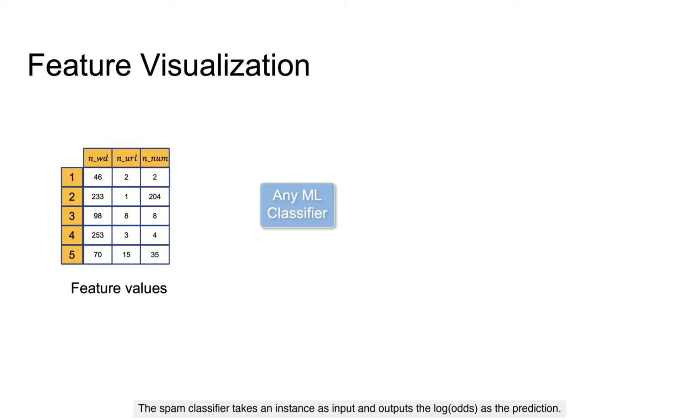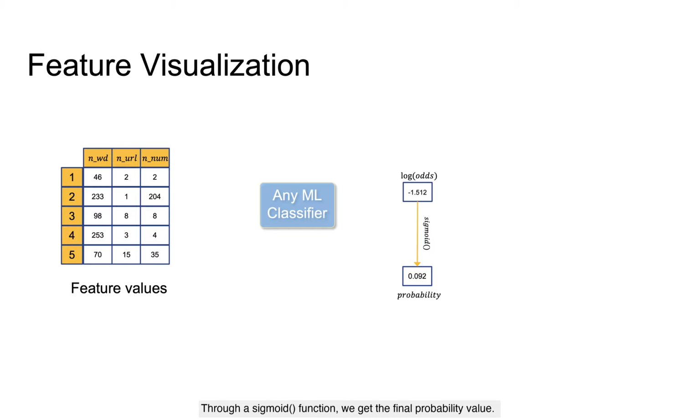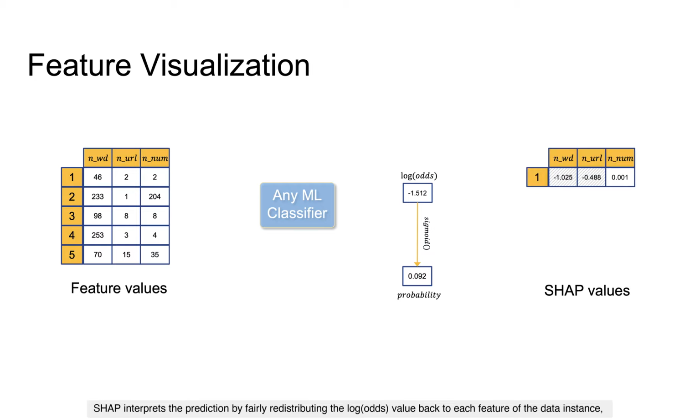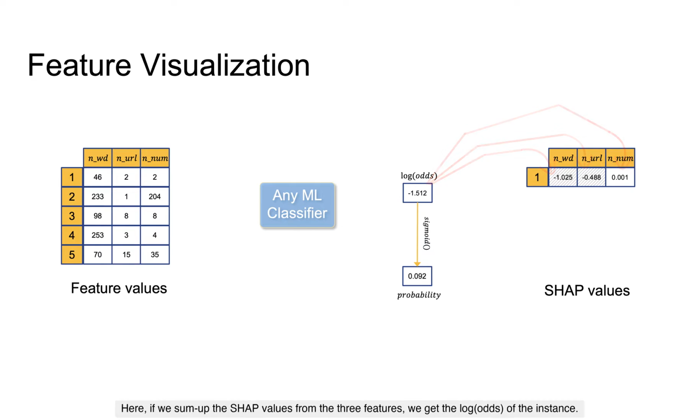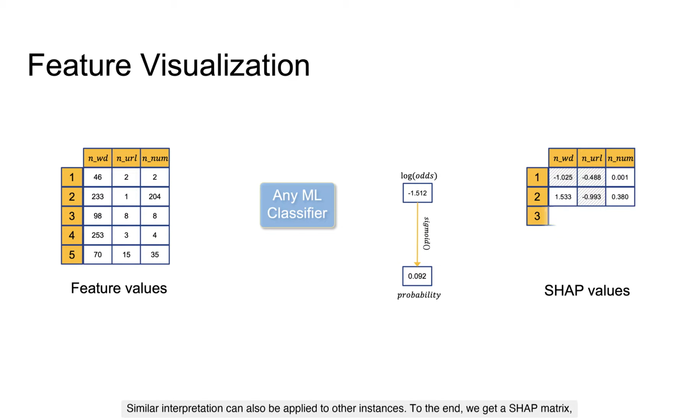The spam classifier takes an instance as input and outputs the logits as the prediction. Through a sigmoid function, we get the final probability value. SHAP interprets the prediction by fairly redistributing the logits value back to each feature of the data instances, as you can see on the right table. Here, if we sum up the SHAP values from the 3 features, we get the logits of the instance. Similar interpretation can also be applied to other instances.